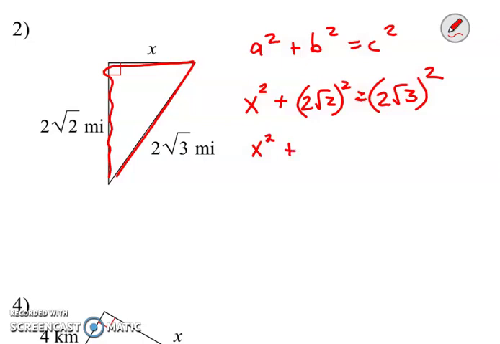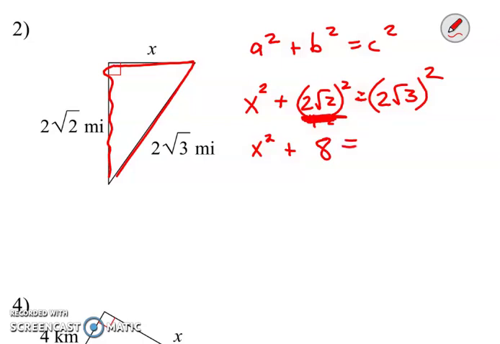Here, when I square this, I'm really taking 2 squared, which is 4, and I'm taking the square root of 2 squared, which is going to be 2, and so ultimately it's going to be 4 times 2, which is 8. Okay, so when I take all of this stuff, squaring it, I get 8.